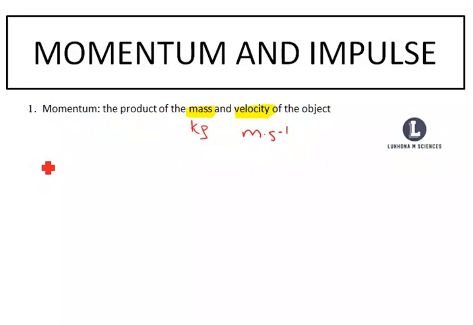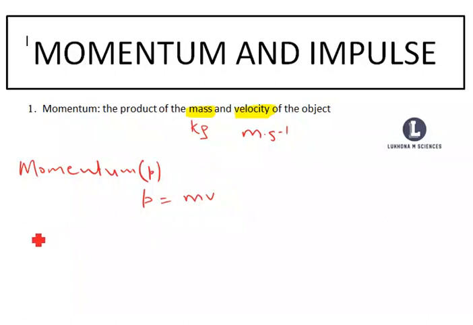The symbol for the momentum is small letter P. By the definition, it is the product, which means we multiply the mass and the velocity. So P is equal to mv. That is the formula to calculate the momentum. And make sure that the mass is in kgs, the velocity is in meters per second.